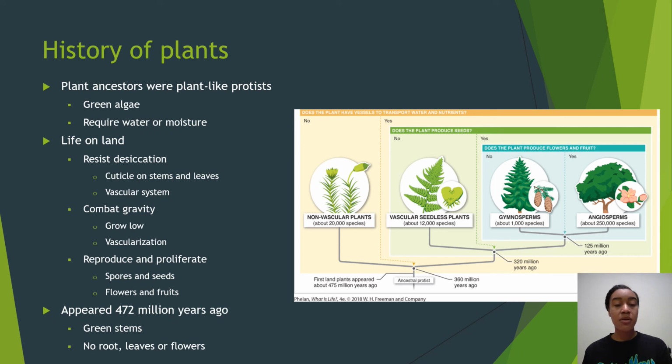Plants appeared approximately 472 million years ago, which is a long, long, long time, right? And what they looked like back then is a little bit different from what we expect today. They were hypothesized to have green stems and have no roots, no leaves, and no flowers. So they're very, very rudimentary plants, kind of going from the protist lifestyle to an actual plant.